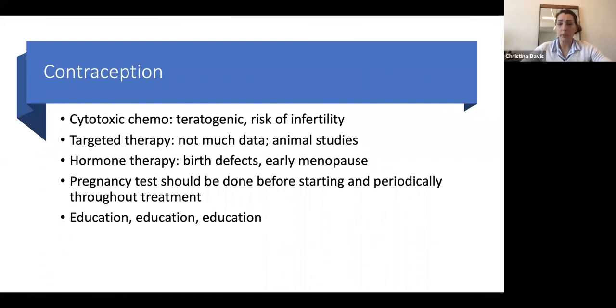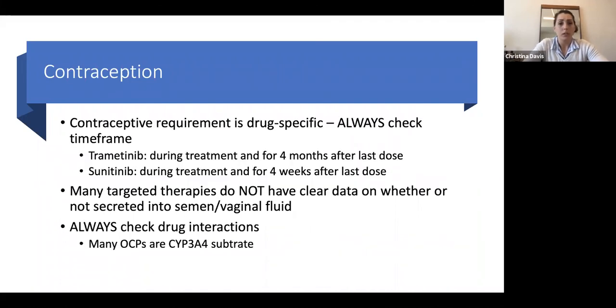Pregnancy tests really should be done before starting treatment in women of childbearing age and periodically throughout treatment. And education is super, super important because the contraceptive requirement is very different depending on the drug. So always check the time frame. This is listed right in the package labeling. So I put a couple examples here.